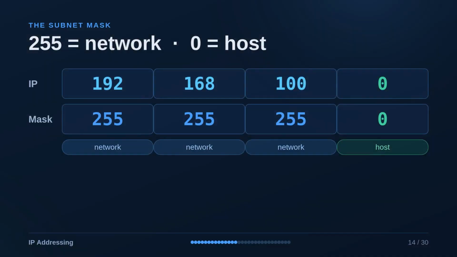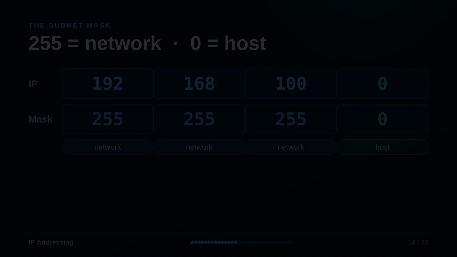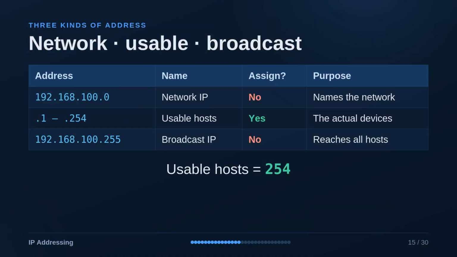What draws the line? The subnet mask, a second 32-bit number. Where the mask shows 255, those bits are network. Where it shows 0, those bits are host. For 192.168.100.0, the first 3 octets are never host. Inside a network, 2 addresses are reserved.